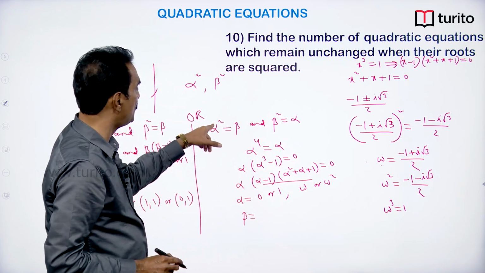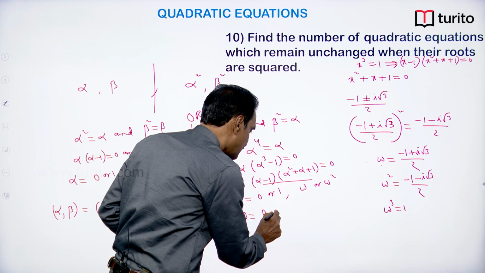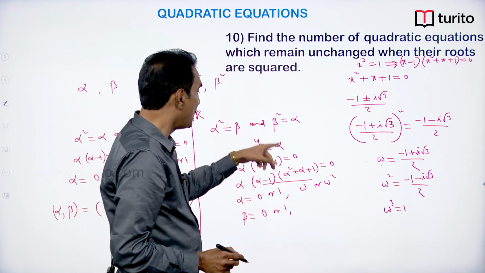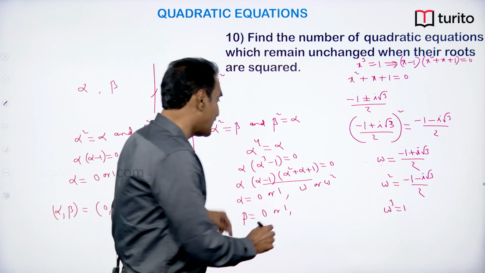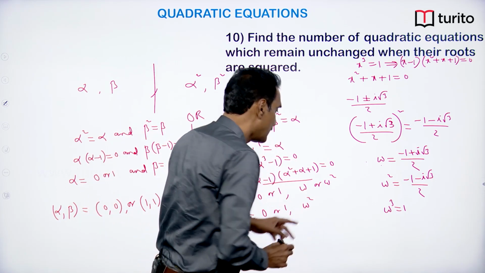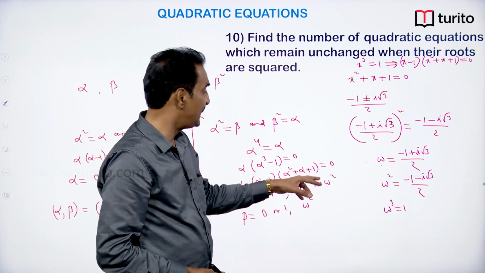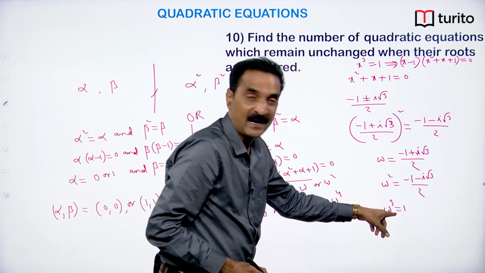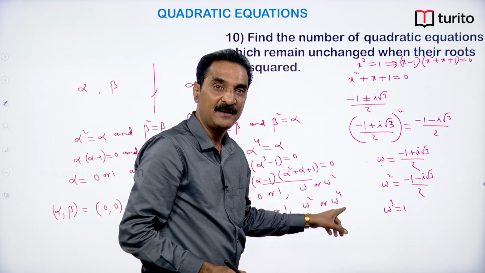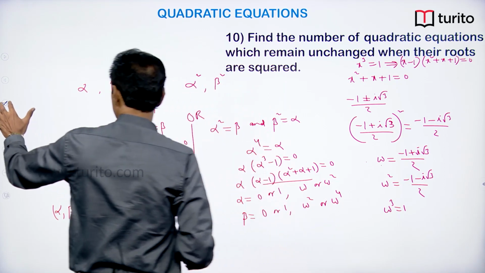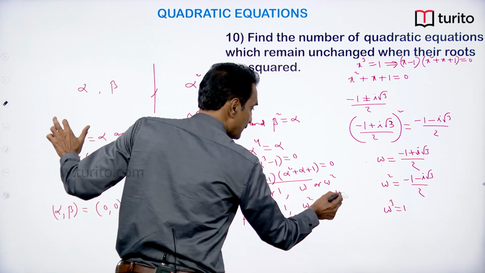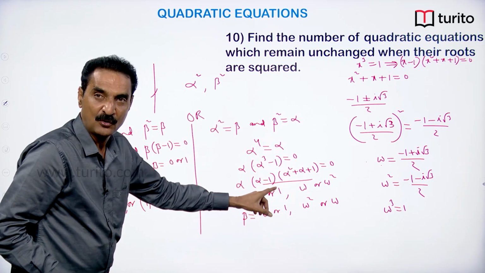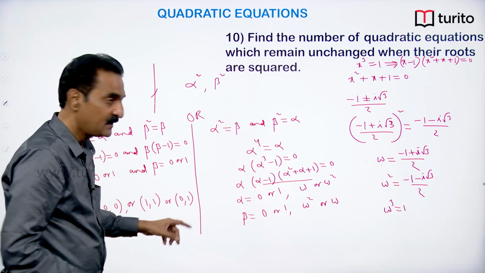Already 0 and 1 are present here, and here what is beta? If alpha is equal to 0, beta is 0. If alpha is 1, beta is 1. If alpha is omega, beta will be omega square. If alpha is omega square, beta will be omega power 4. But omega cube is 1, so omega power 4 will be equal to omega. Now, 0 comma 0, 1 comma 1 already they are counted here. So, I will remove.